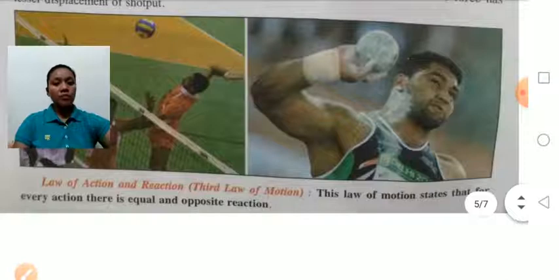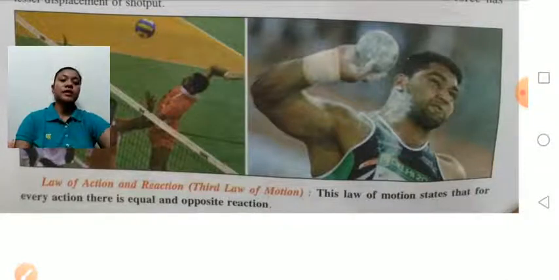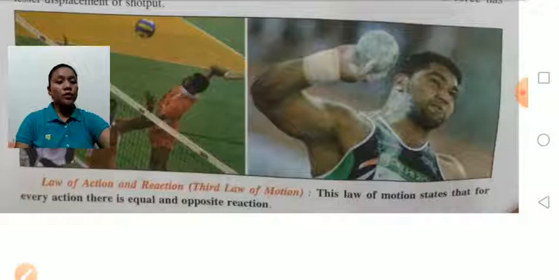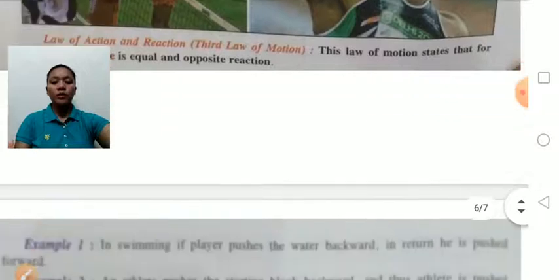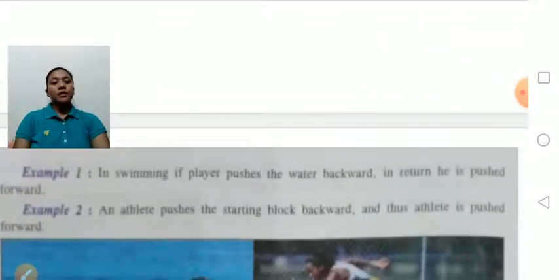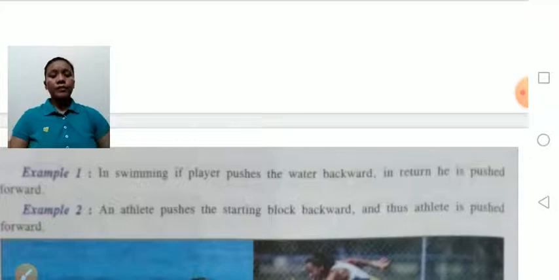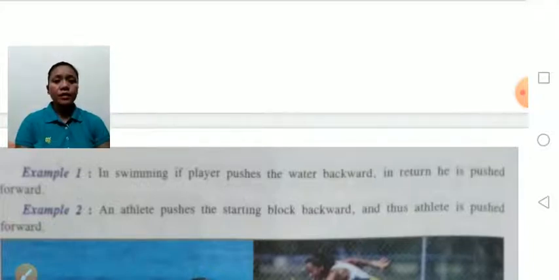And the third law of motion is also known as the law of action and reaction. This law of motion states that for every action there is an equal and opposite reaction. For example, in swimming, if the player pushes the water backward, his action is backward, then he is pushed forward by the water. That is the reaction.